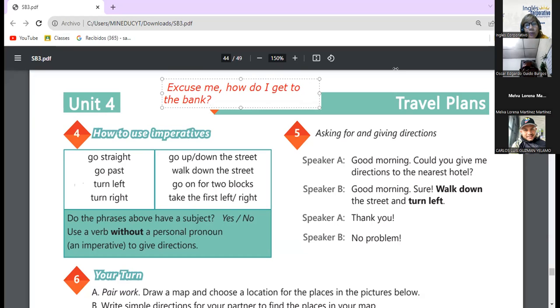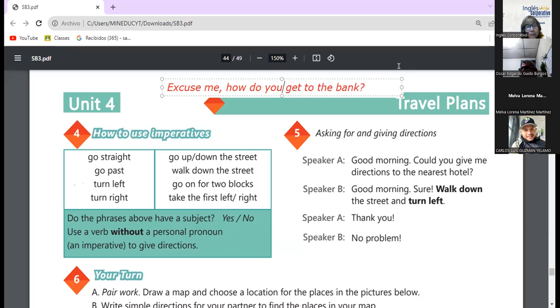Okay, this is another way that you can ask for directions. Excuse me, how do I get to the bank? Or how do you get? You can say also, it depends. How do you get to the bank? When you're asking for directions.